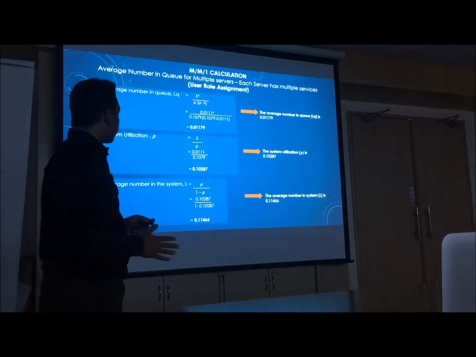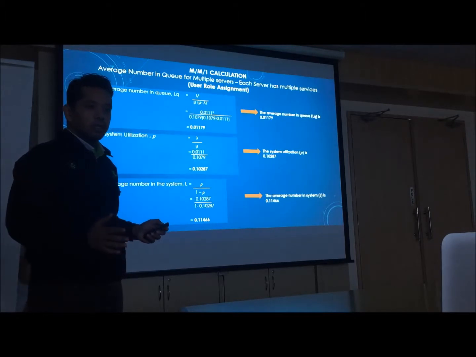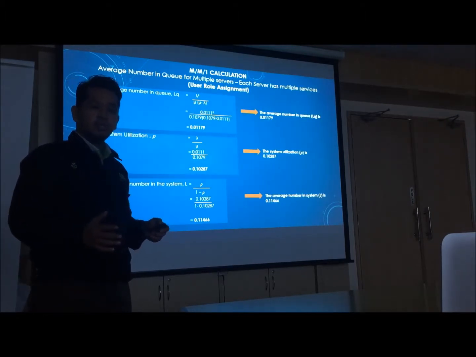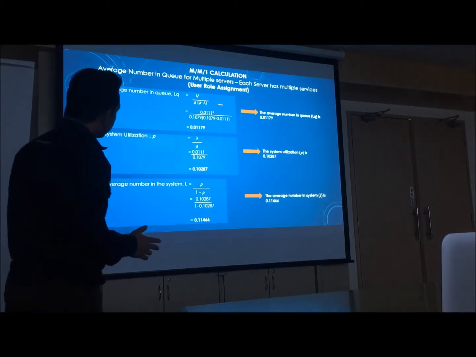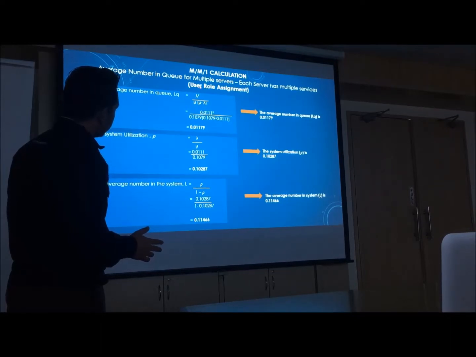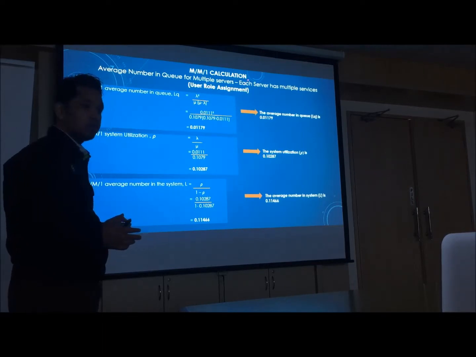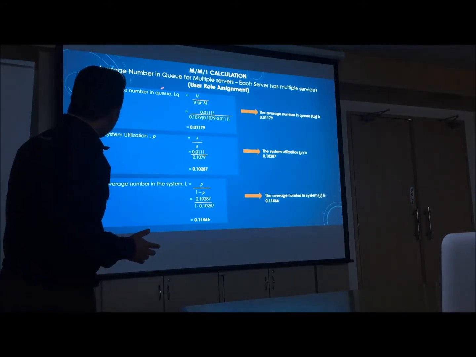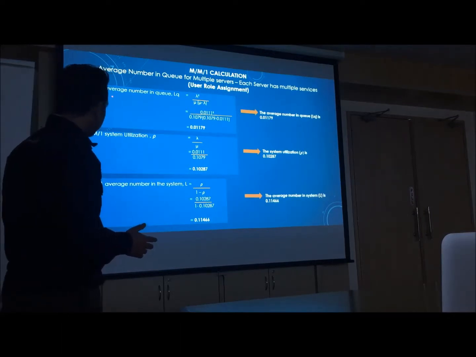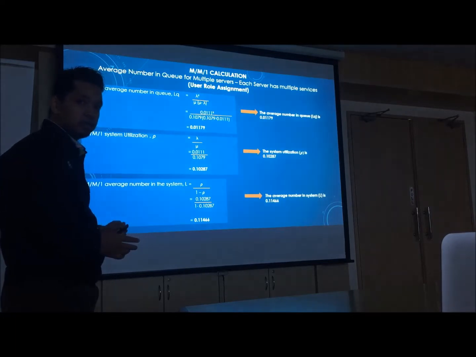Okay, for the next, we will calculate the average number in queue for the multiple server, where each server has multiple services. First, we are using the user role assignment service to calculate the average number in queue and system for the multiple server. So first, we find the average number in queue. So this is the result that we get.